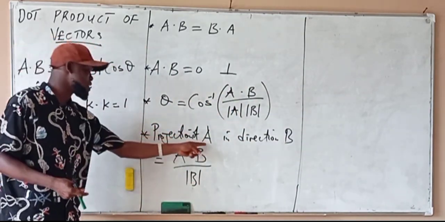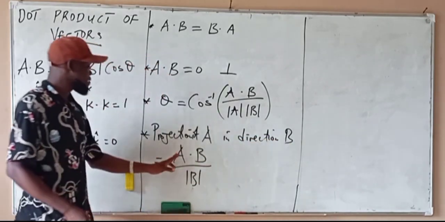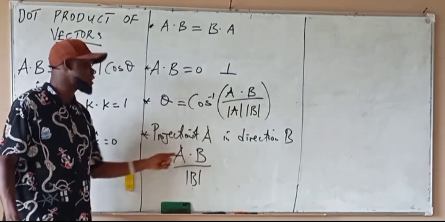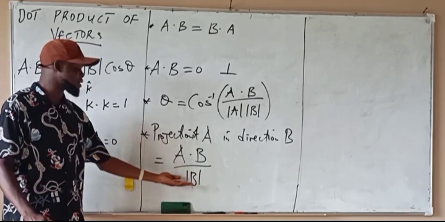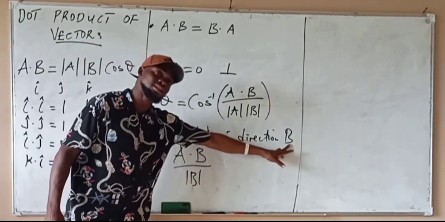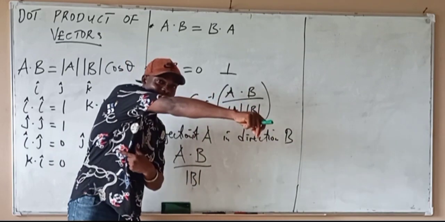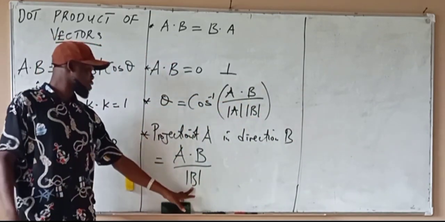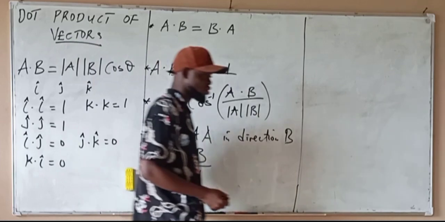The projection of B in direction A will be A dot B also, or B dot A, that's the same thing, all over the magnitude of A. So the one in the denominator will be the one that has the direction, and the direction of that particular vector will be the one in the denominator. So think of that one.